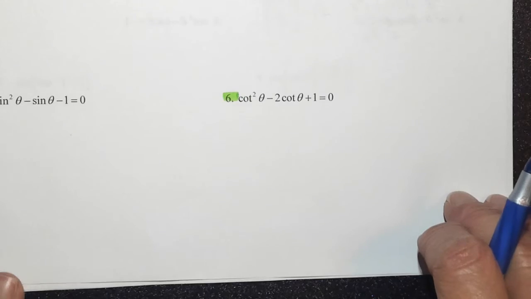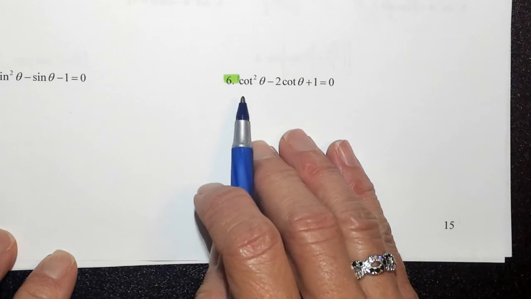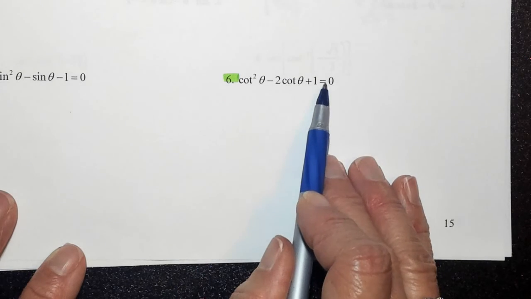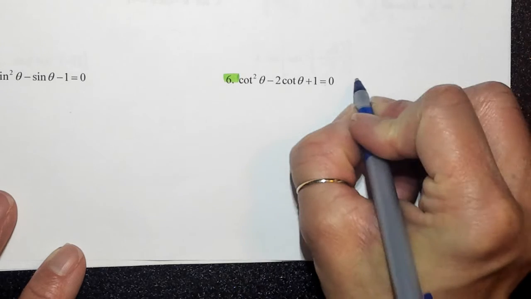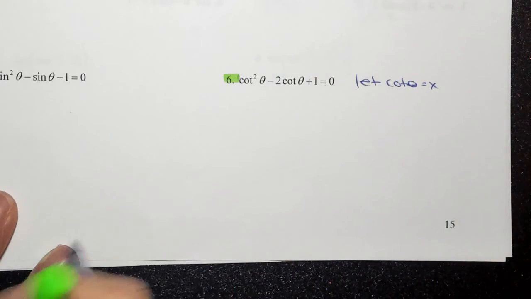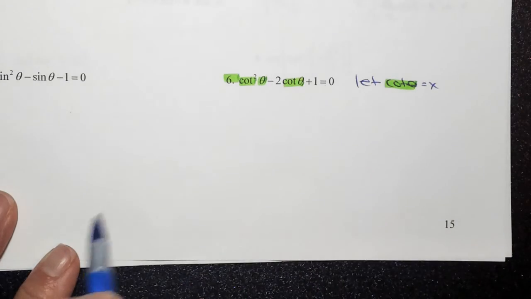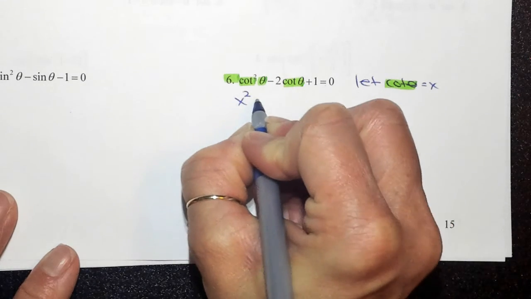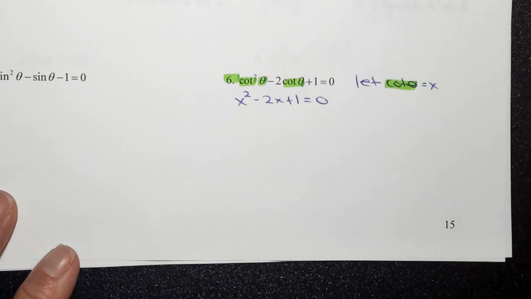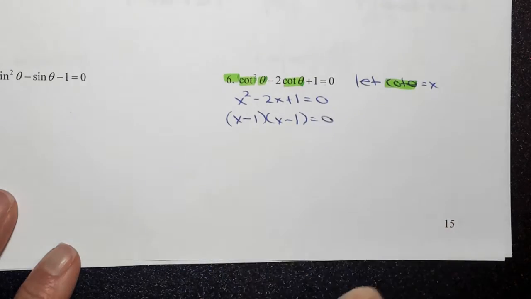In this last problem that I chose, I wanted to show you that you can actually factor, and we did practice factoring. Not all of us were proficient, but we'll get better at it. Automatically, this is set equal to 0, so I'm going to make my substitution. We're going to say let cotangent theta be equal to x. So let's choose yet another color. I'm going to make the substitution here and rewrite this equation. x squared minus 2x plus 1 is equal to 0. We have to factor that. In this case, we're left with x minus 1 times x minus 1 is equal to 0.